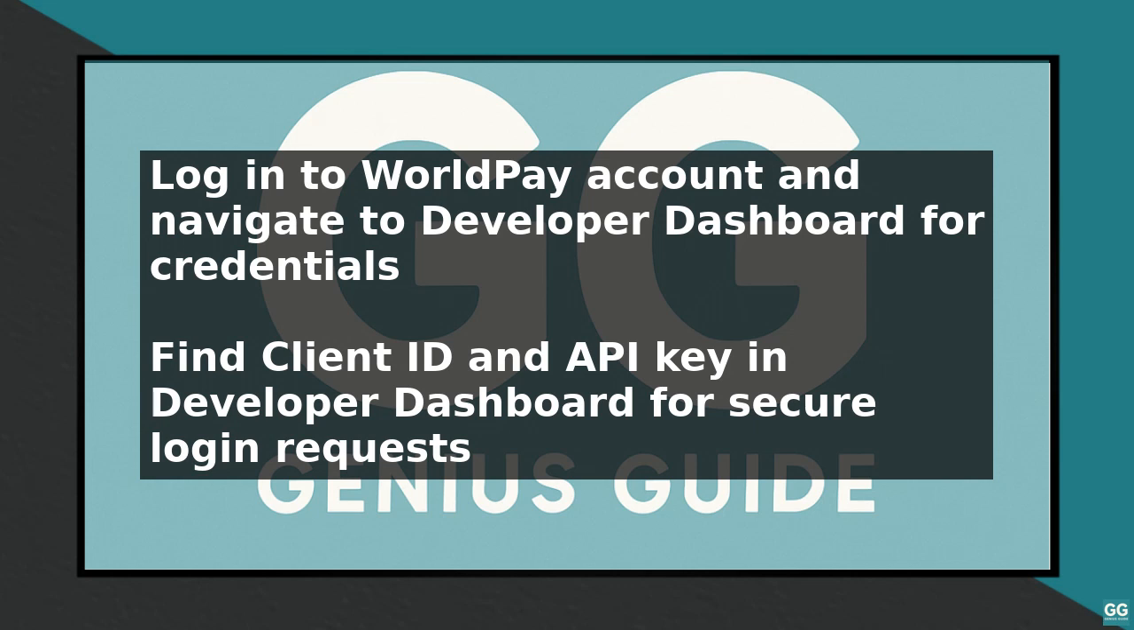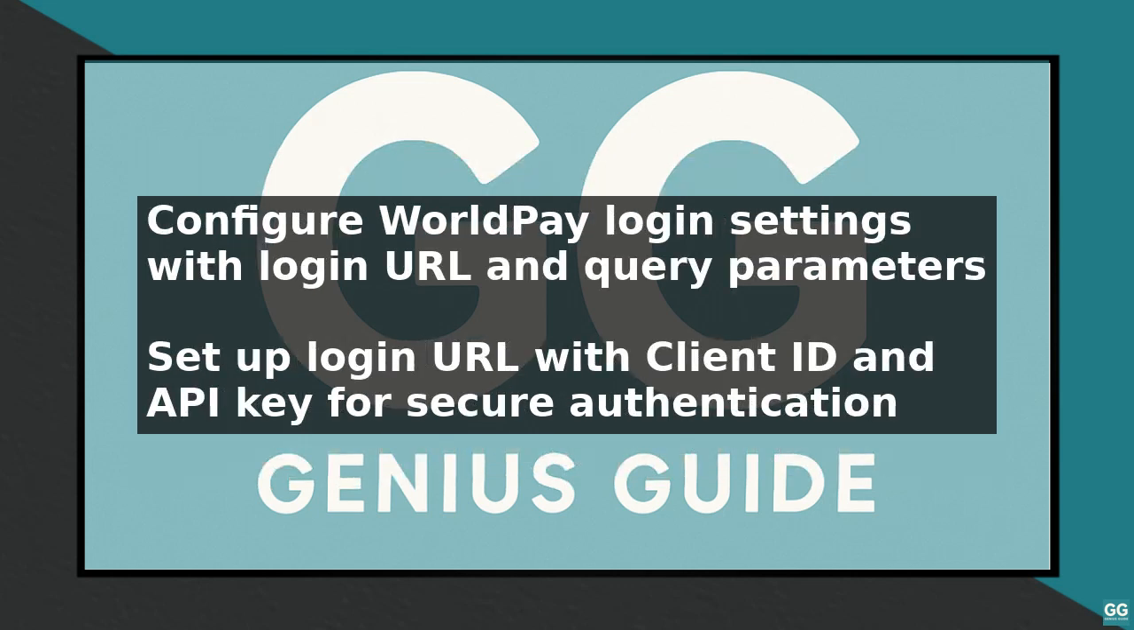Now, you need to configure your WorldPay login settings. This involves setting up the login URL, which is the endpoint that handles login requests. The login URL typically includes your client ID and API key as query parameters. For example, the login URL might look like this: https://www.worldpay.com/login with your client ID and API key.